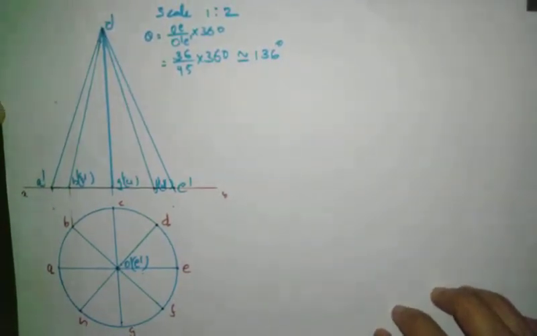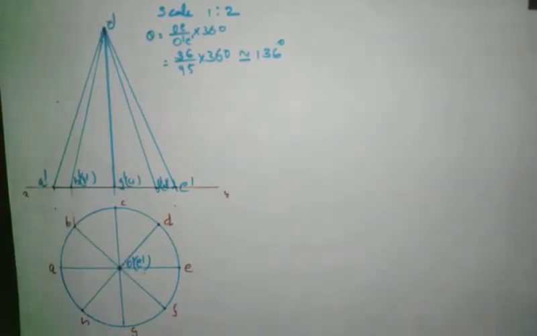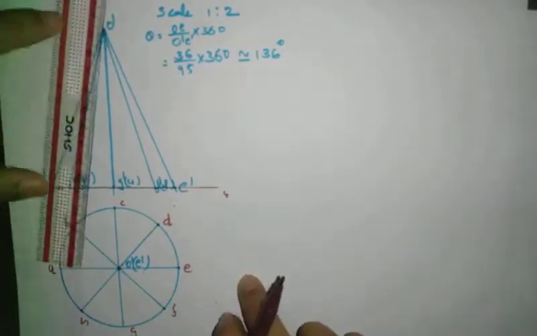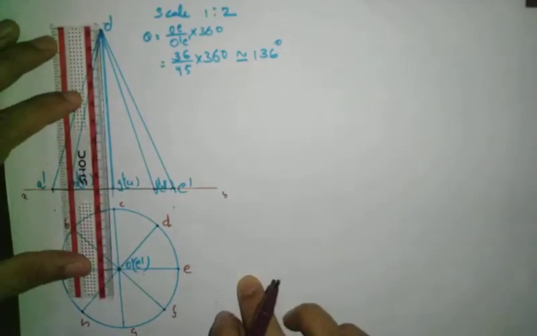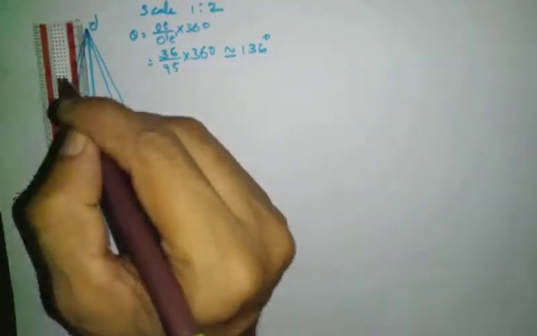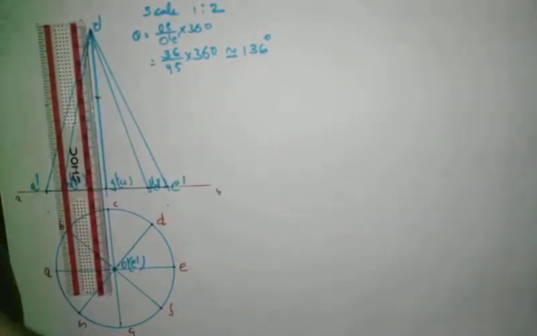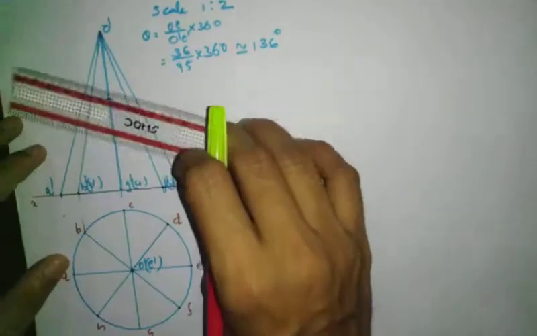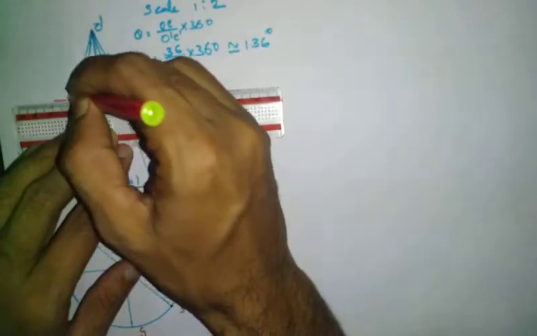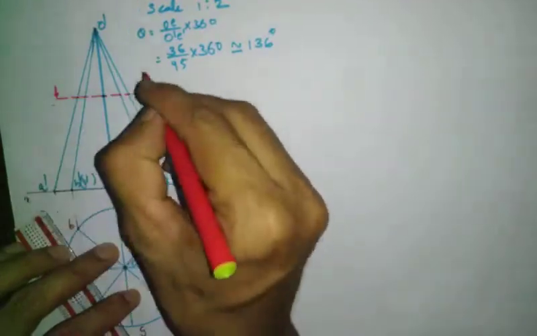Now we have to draw the section plane. To draw the section plane, it is given that it is 72 mm from the apex. So instead of 72 mm, we have to take 36 mm while applying the scale. You have to draw a horizontal section plane through this point. Just draw a horizontal section plane. So this is the first section plane.